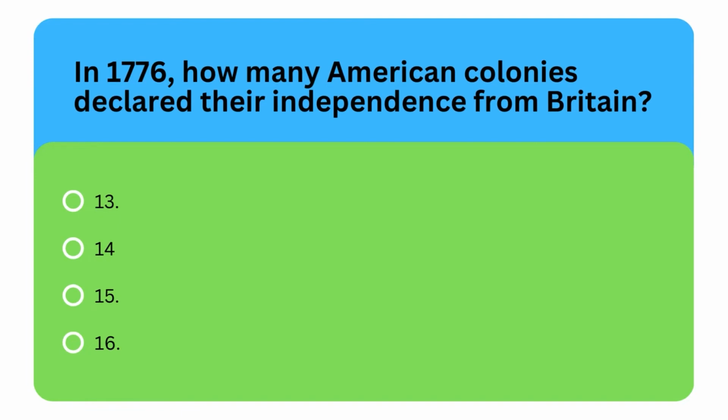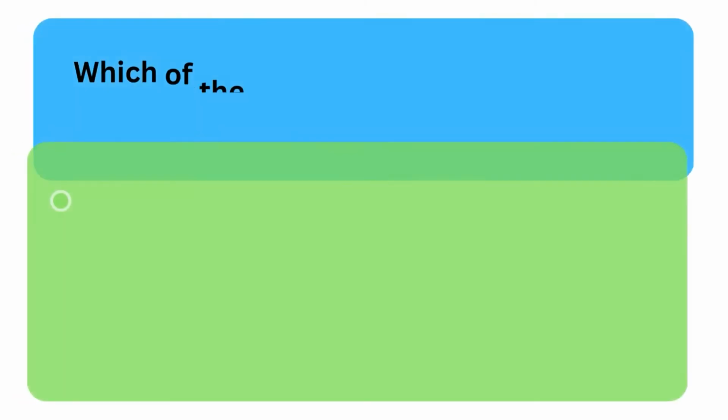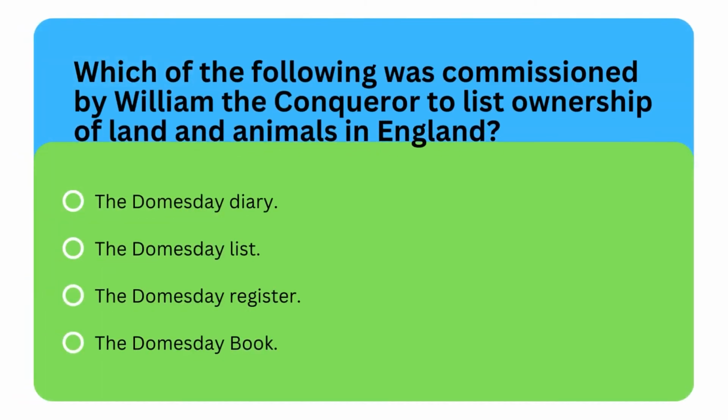So the correct option is first option, 13 colonies. Next question is which of the following was commissioned by William the Conqueror to list ownership of land and animals in England? Options are the Doomsday Diary, the Doomsday List, the Doomsday Register, or the Doomsday Book. So the correct option is last option, it was the Doomsday Book.